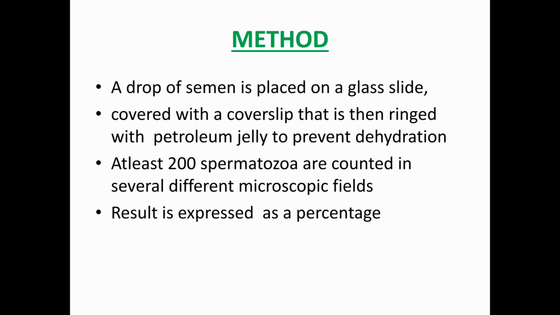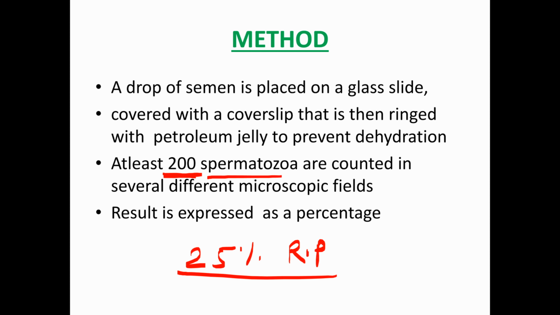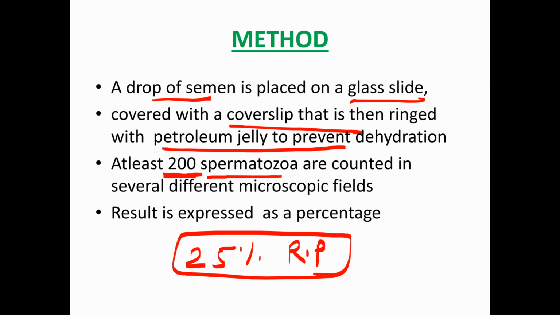Now come to the motility. How to measure the motility? What is the method? At least 200 sperm should be counted for normal motility, and remember one thing: more than 25% must be rapidly progressive sperm for normal motility. Place one drop of semen on this glass and cover with petroleum jelly to prevent dehydration, because dehydrated sperm are non-motile sperm. So to prevent dehydration, we have to cover with petroleum jelly and count at least 200 sperm to report normal or abnormal motility.